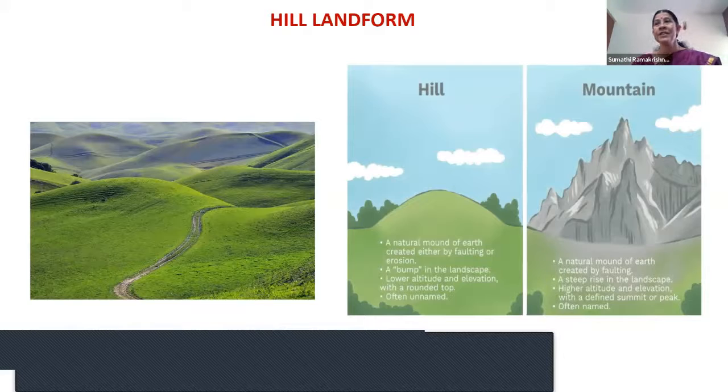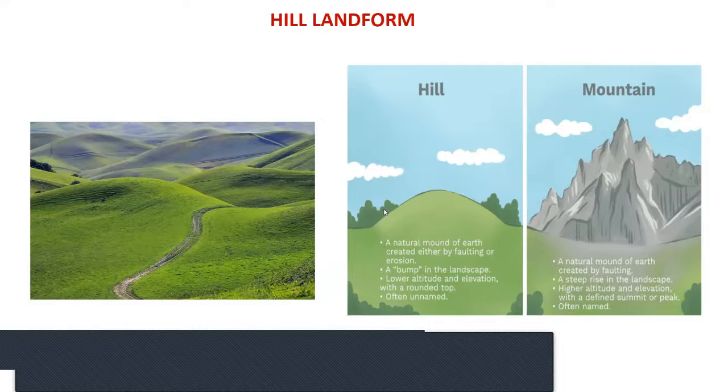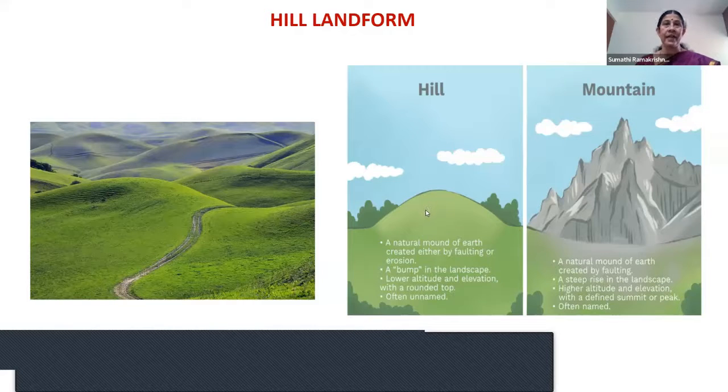You can talk about the difference between a hill and a mountain. Now look at the picture closely, teachers. See a natural mound of earth created either by faulting or erosion. Either it has happened naturally or by erosion. Can you see my cursor moving? See, this is the mound of earth. This is visible. And it's lower in altitude and elevation, and it has a rounded top. Often it is not named.